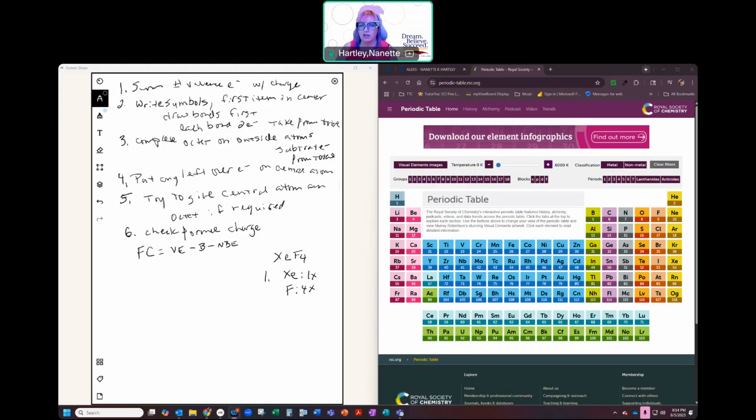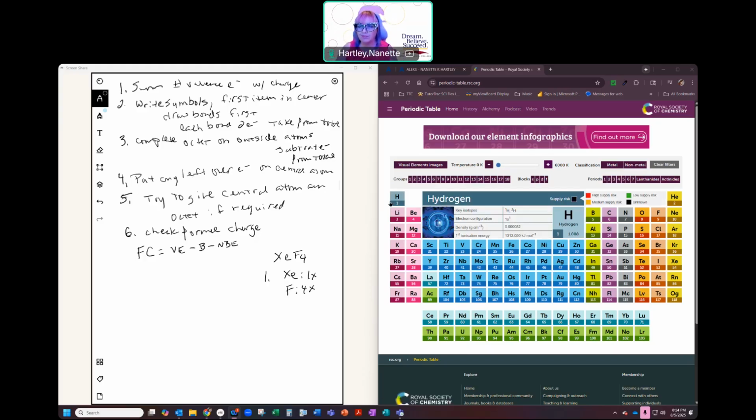Well, my valence electrons are the ones in the outermost shell. So the ones that come from the S block and the P block, because remember, these D's and these F's are actually inside of that. So they're in N-1 and N-2. So those are not outermost shell. So we don't count those. We only count the ones that are in the S and in the P.